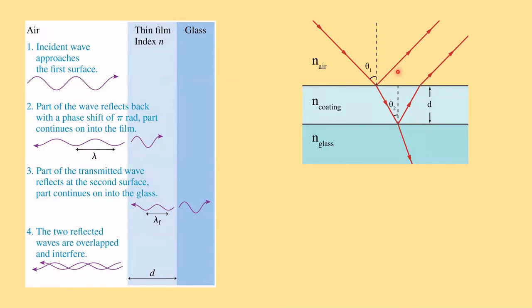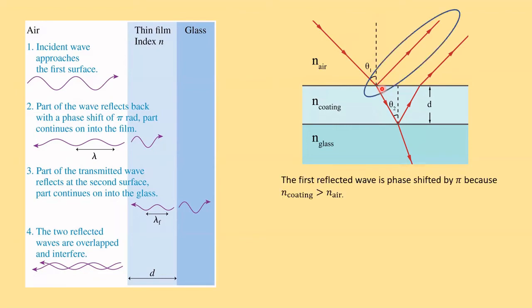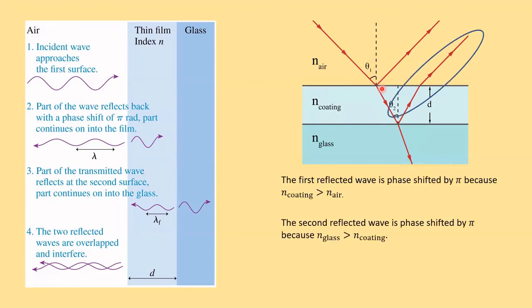However, we're talking merely about the case of normal incidence. So imagine this ray coming in vertically on the screen here. And that means it's going to go in vertically to the coating and bounce back vertically. So the path length difference is really just D into the coating and D back out of the coating. That's 2D, two times D, the thickness of the coating. Okay, first wave, phase shift of pi. Second reflected wave, also a phase shift.